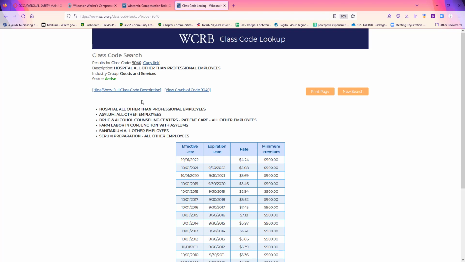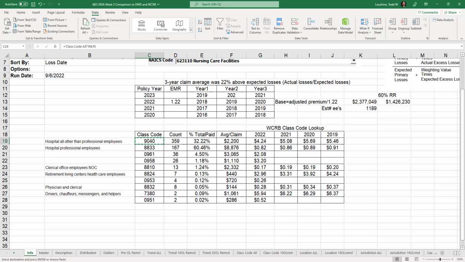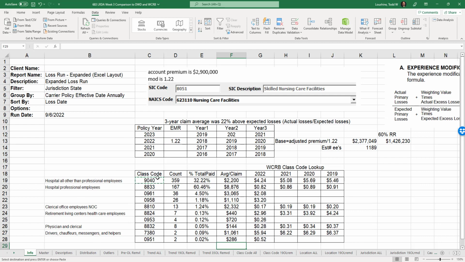It's got other information about it. But all it is, this is the rate the company pays per $100 payroll annually for the workers who have the class code 904, which is hospital, all other professional employees. That's all it is. You can search and find more. Now, I did find in our data set, because we are multi-state, that some of these numbers don't come up in Wisconsin. You can Google these and find them. I didn't find actual rates for them, I was just trying to see if it was interesting or not.